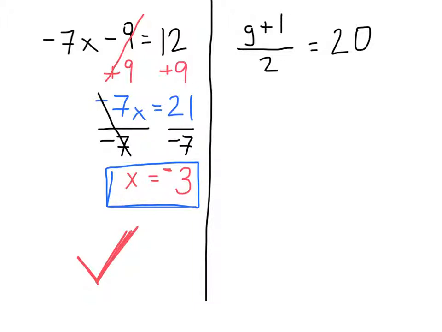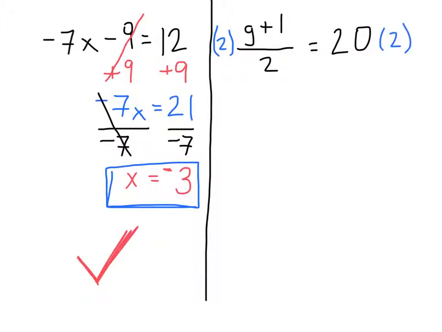Alright, so the very first thing that we're trying to do, we're trying to move the number that is not attached to the variable. So we have our variable of g, so we have g plus 1 up in the numerator of this equation. So we have g plus 1 divided by 2 is equal to 20. So what we're going to do first, we have our divided by 2. If we're dividing by 2, the opposite of division is multiplication. So we are going to multiply by 2 on both sides of the equation.